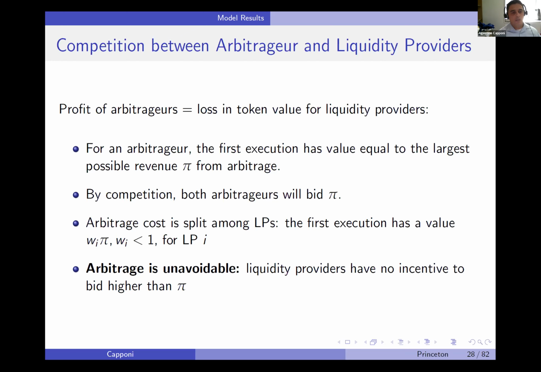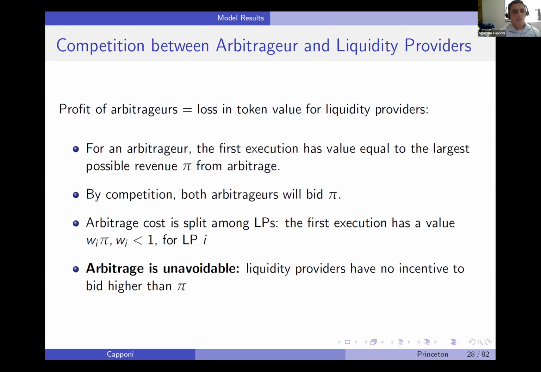But this arbitrage cost is split among several liquidity providers, right? Because there is not only one liquidity provider. There are many liquidity providers. Each liquidity provider is only willing to pay up to the amount that he would save by withdrawing his token. So the amount that he would be saving is W_i times pi. So whatever loss they are incurring, which is pi, it's split among all of them. So each of them is bearing a fraction of the loss, and therefore, they are only willing to bid up to W_i times pi.